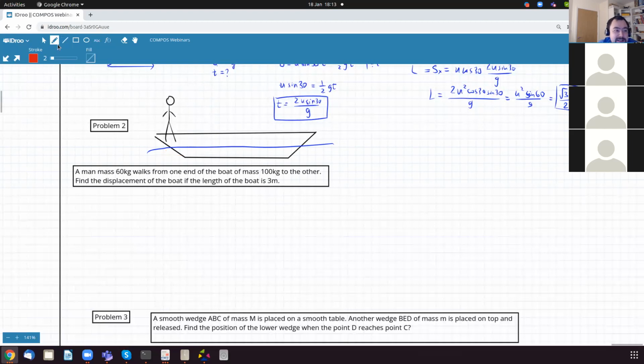So let's find the center of mass of the man-boat system. We choose a convenient coordinate system. I would say put the man at 0. It doesn't really matter where you choose. The man is at 0. The center of mass of the boat is 1.5 because it's a 3-meter boat. And here is 3 meters.